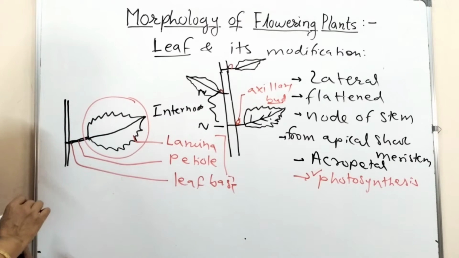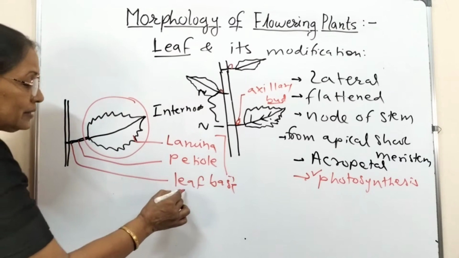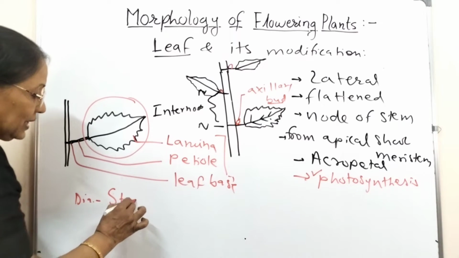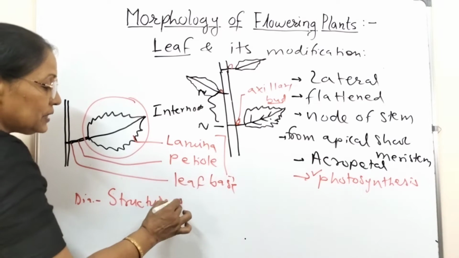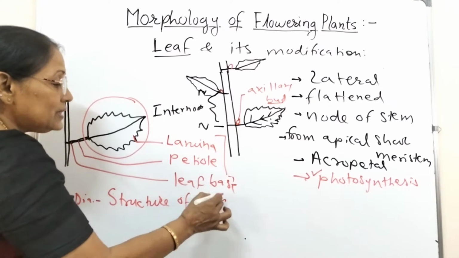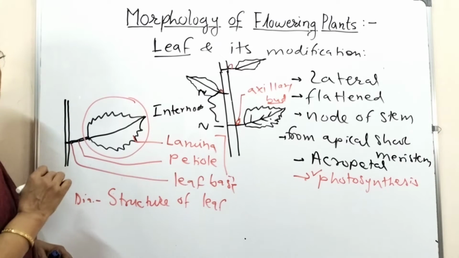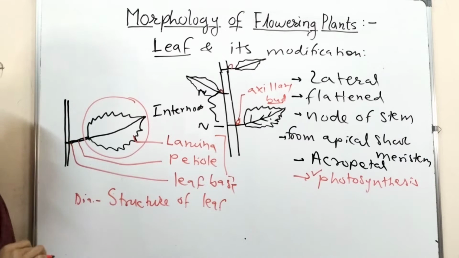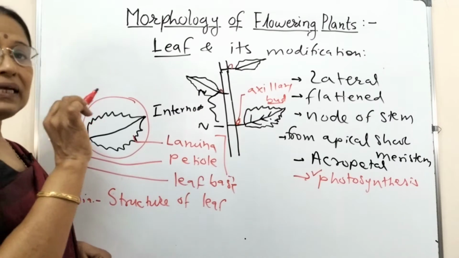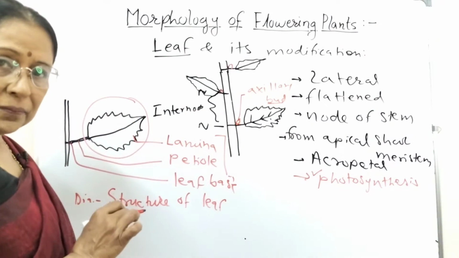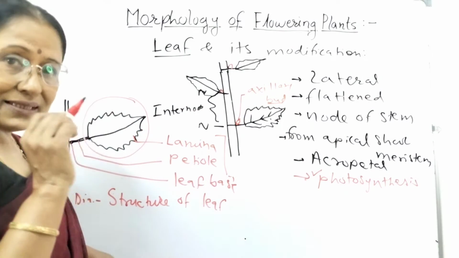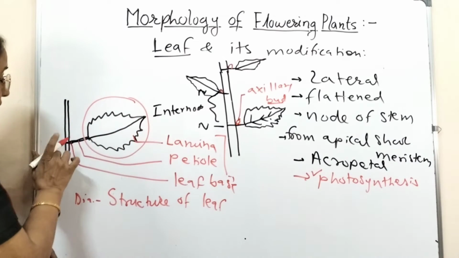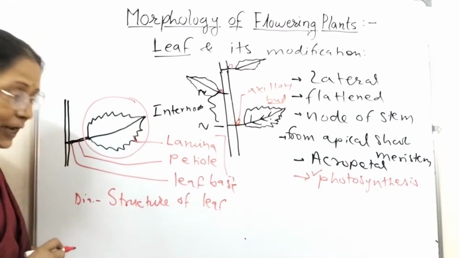This diagram is about the structure of leaf. Now this leaf base, what is the function of the leaf base? Of course, this is the bottom, the base part of the leaf by which the leaf is attached to the stem. The leaf base is that part by which this whole structure is attached to the stem.